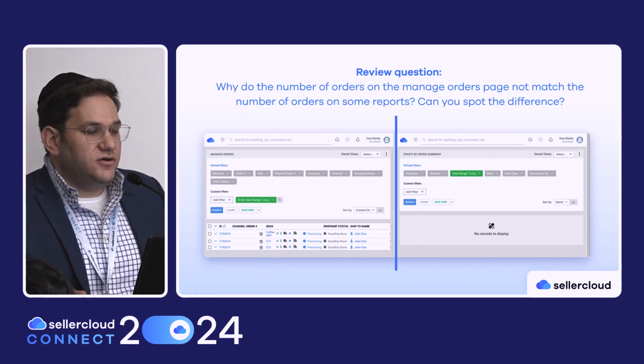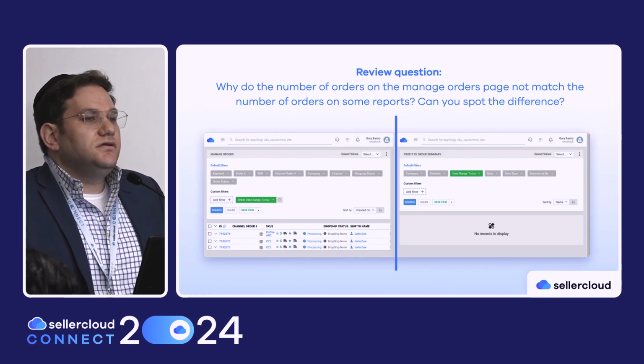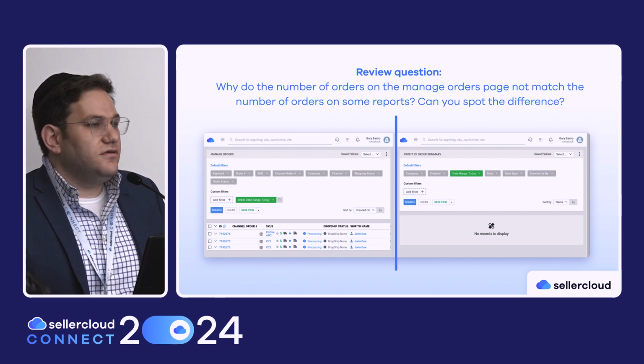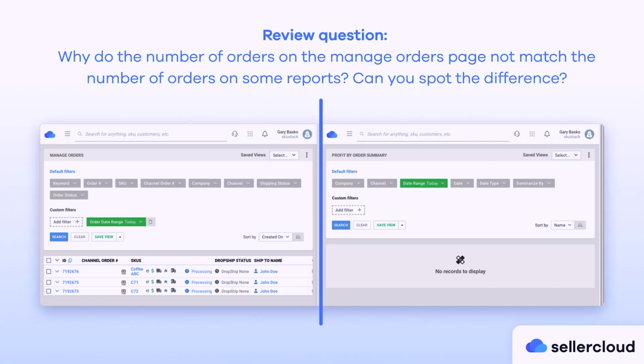So here's a common question that I get when people go to reports and they say, how many orders did I have in the last week? Oftentimes they'll go back to the manage orders page and they'll say, well, I thought I had more orders. Why? I was looking at the manage orders page. It's the same. I ran the same date range.